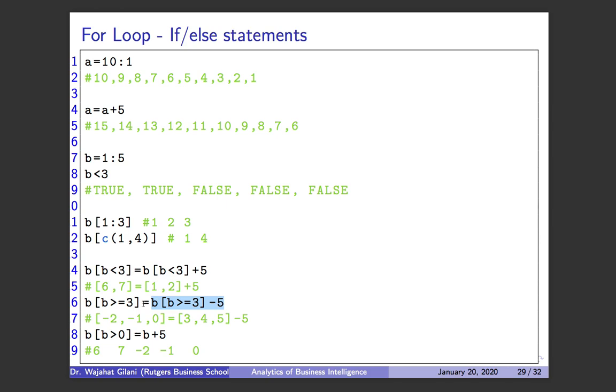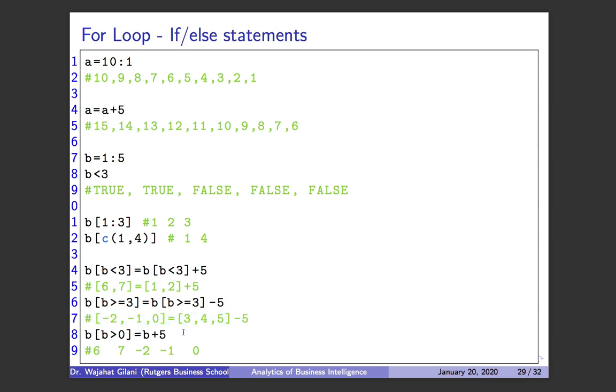And that vector of 5 values will be set in these positions right here. Remember, when you see this on the left of the equals, you're selecting the positions that will be overwritten. Which positions? Whatever is greater than or equal to 3 in B, and right now that's all of them, 6, 7, 3, 4, and 5. So all those values are going to be overwritten, and B is now going to be 1, 2, -2, -1, and 0.